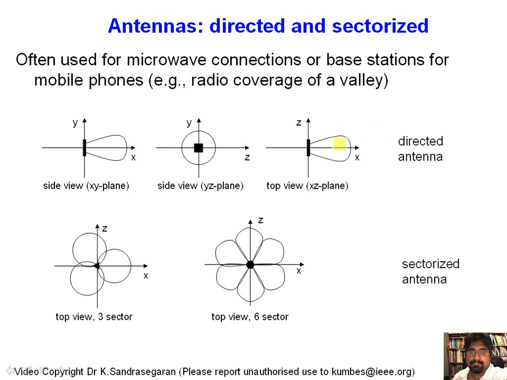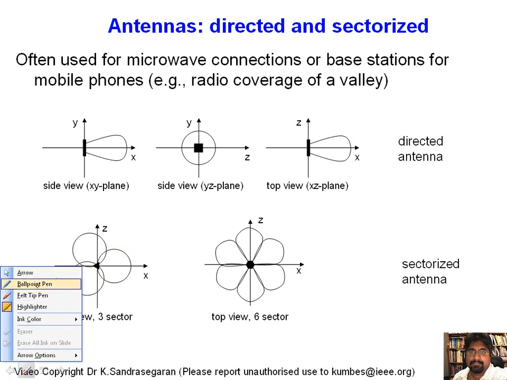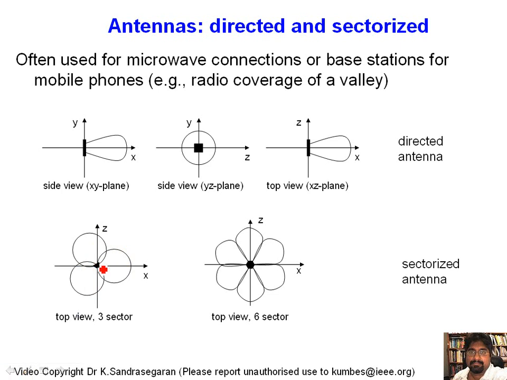Now sometimes, especially in cellular communication, you might have a number of these directed antennas placed. For example, in this case here, we have 3 of these directed antennas that have been placed in such a way that you can get 360-degree coverage. Okay, so for example, if you look at this diagram here, you have one antenna pointing in this direction here, you've got a second antenna in this direction here, and you've got a third antenna in this direction here.